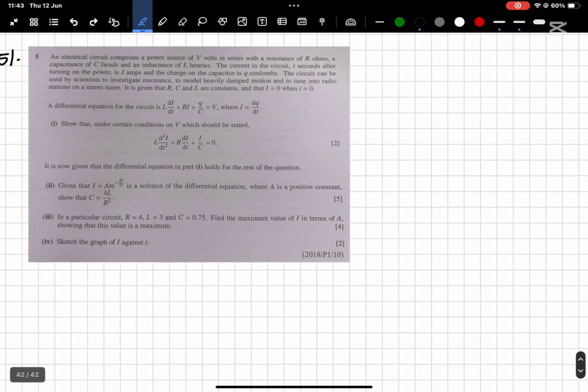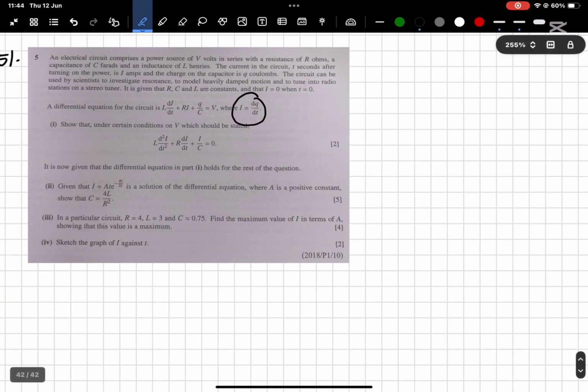It also favors H2 or maybe even H3 physics students, who have inductance and capacitance in their syllabus, so they are already comfortable with some of these terms, where I is the rate of flow of charge, and all these concepts. But really you don't need any of this.